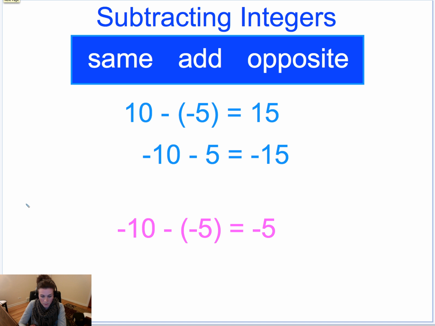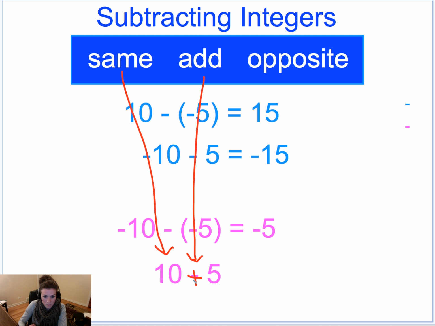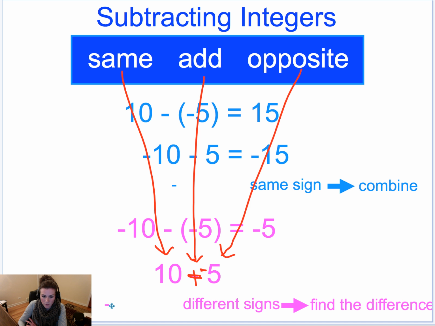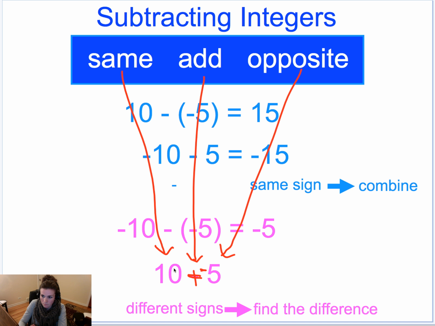And for the final example here, we have 10 minus 5. Obviously, you can do this without changing it, but I want to prove to you that it works. So we keep that first number the same. That stays as a 10. We change our subtraction to addition. And we change the positive 5 to a negative 5. So I have 10 plus negative 5. Do these have the same sign or different signs? 10 is positive, 5 is negative, so we need to find the difference. So 10 minus 5 would be 5. And 10 is the larger number and it's positive, so my answer is positive 5.